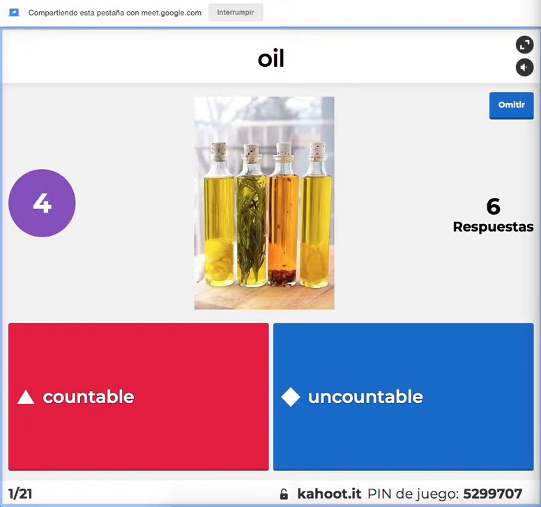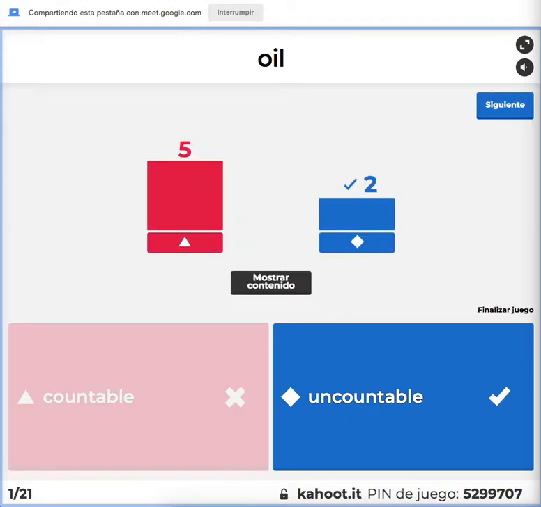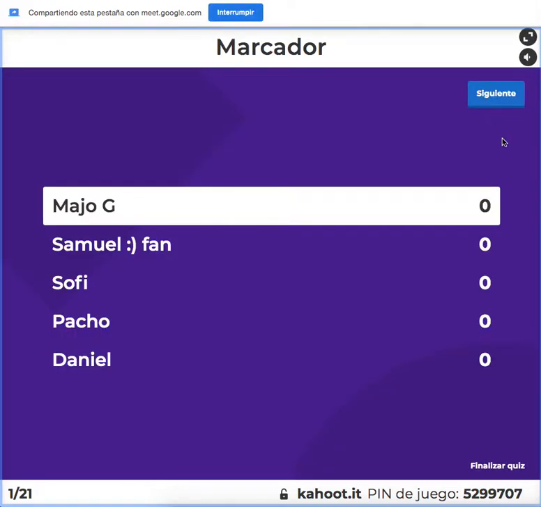Miss, no me aparecen las respuestas. Ah, no, ya me aparecen. Okay, go ahead. Okay, guys, in the case of oil, what is the meaning of oil? Aceite. So, can you count oil? No. Oil is uncountable. You can count maybe bottles of oil, but not the substance. So, let's continue with the next one.